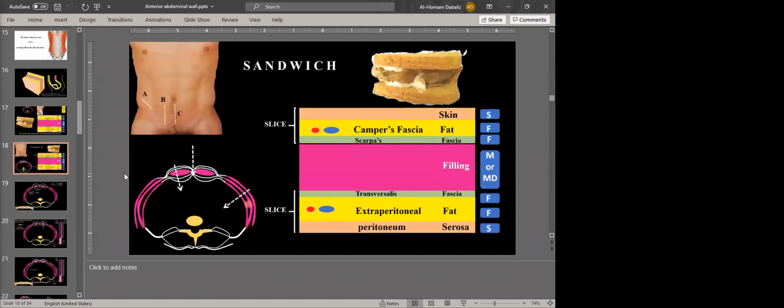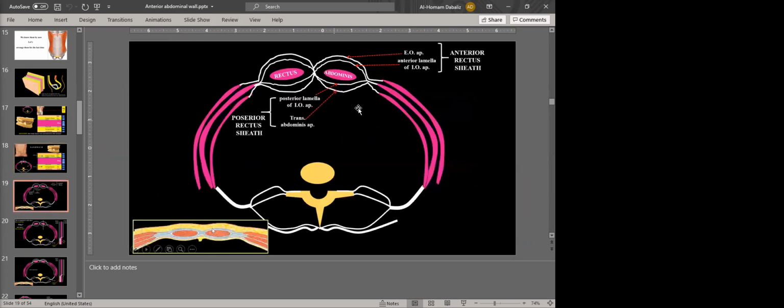The basic idea that you need to know is that below the arcuate line, which is around 2/3 of the way between the umbilicus and the pubic symphysis, these two posterior sheath components move to the front. What are the posterior sheath components? The posterior lamella and the transversus abdominis aponeurosis. Aponeurosis, not muscle, aponeurosis. How do they move to the front? They basically have a hole inside of them, and the rectus abdominis itself goes through this hole.